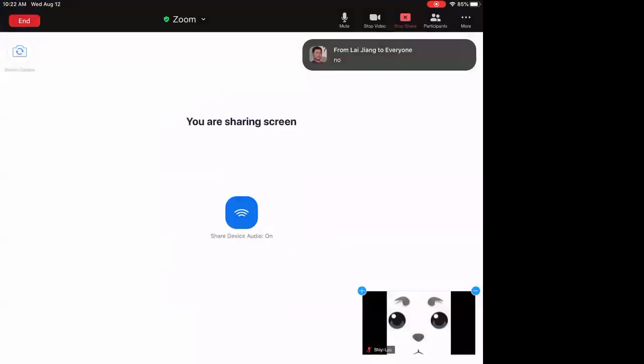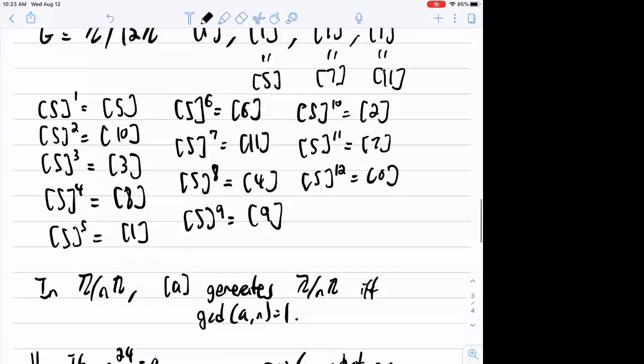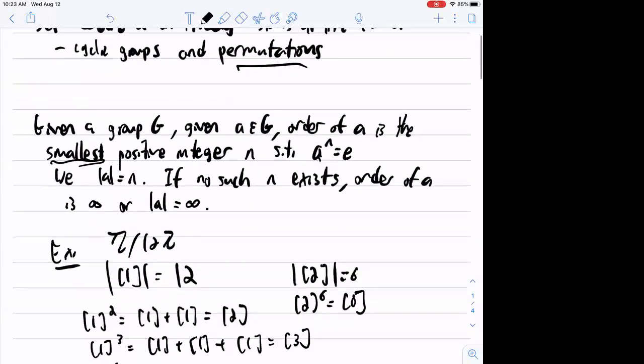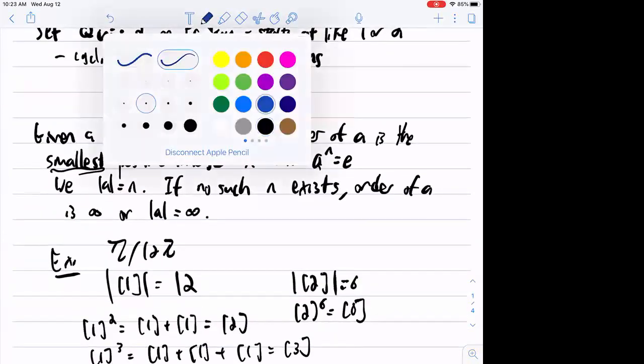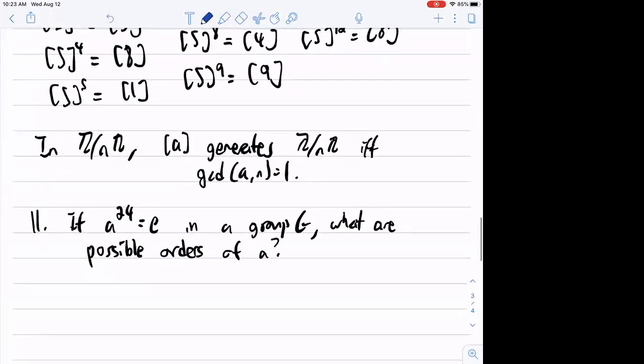Because even if I raise some number, if the order was bigger than 24, that would contradict the smallest part, right? So remember, the order of an element is the smallest power that gives E. And if I raise a bigger number and I get E, it doesn't really matter, because I raised 24 and I got E. So I know that it must be smaller than or equal to 24. Or it could be smaller, but what numbers can it be?